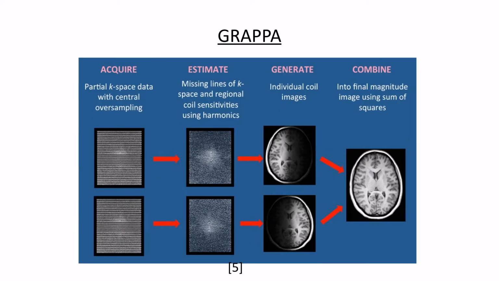Unlike SENSE, GRAPPA operates in the k-space domain where it first corrects and then does reconstruction. As we can see in the figure, k-space is acquired but it is undersampled. The missing lines of k-space are filled with the prior knowledge of coil sensitivities, and this is followed by a Fourier transform to create alias-free individual images from each coil. These images are now combined using a sum of squares method to get the final image.